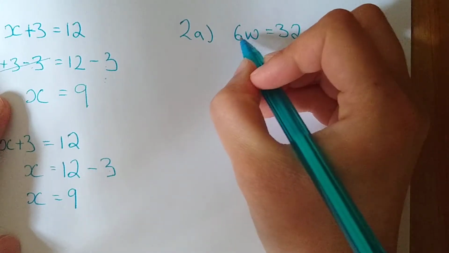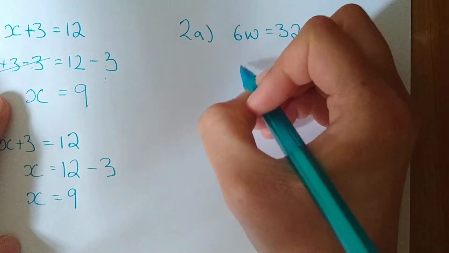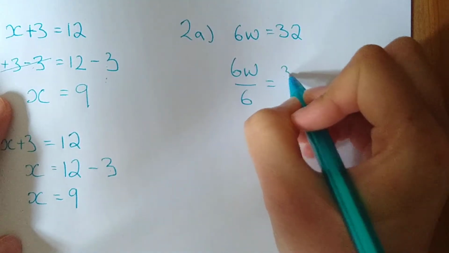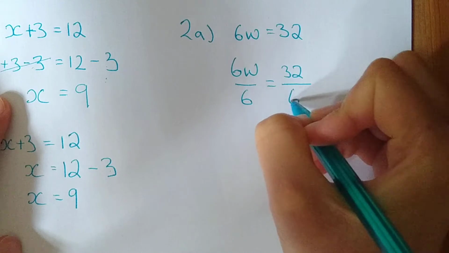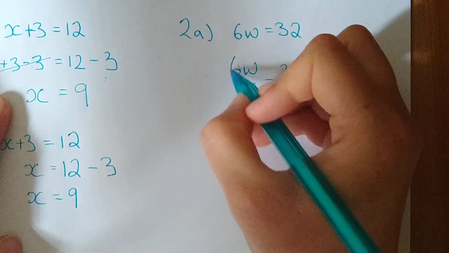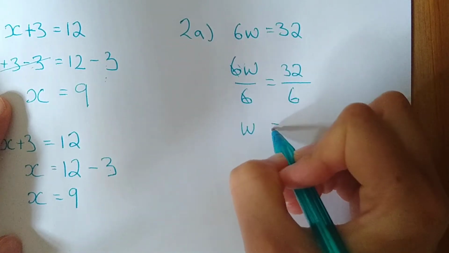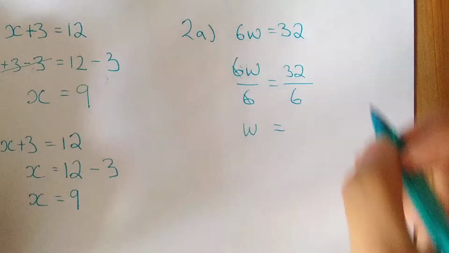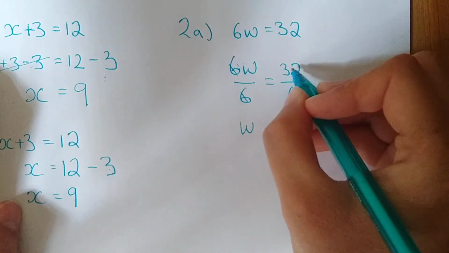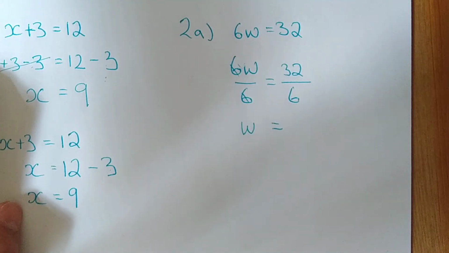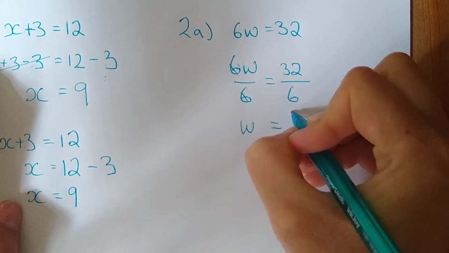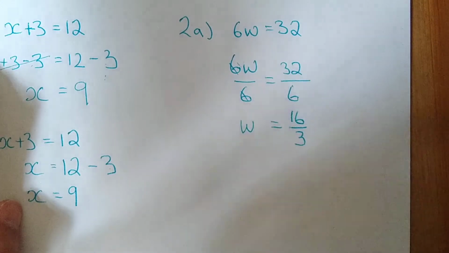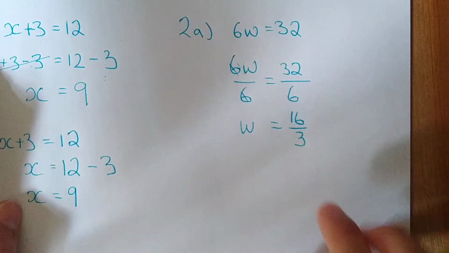And then for this one, because we have 6 multiplied here, you're going to divide it on both sides, because division is the opposite of multiplication. And then 6 over 6 will cancel out, and you'll get w equals 32 divided by 6, which is actually going to work out to be a fraction because 6 doesn't go into 32. So you'll get 16 over 3. And if it was a word problem, you would convert that to a decimal.